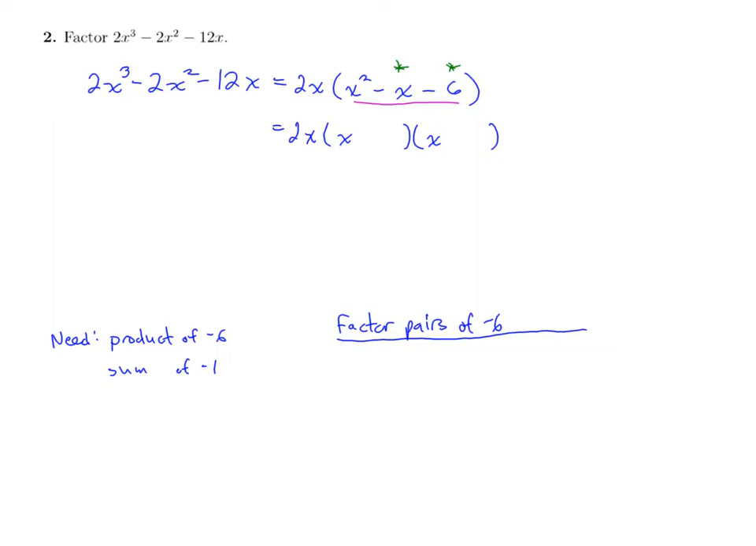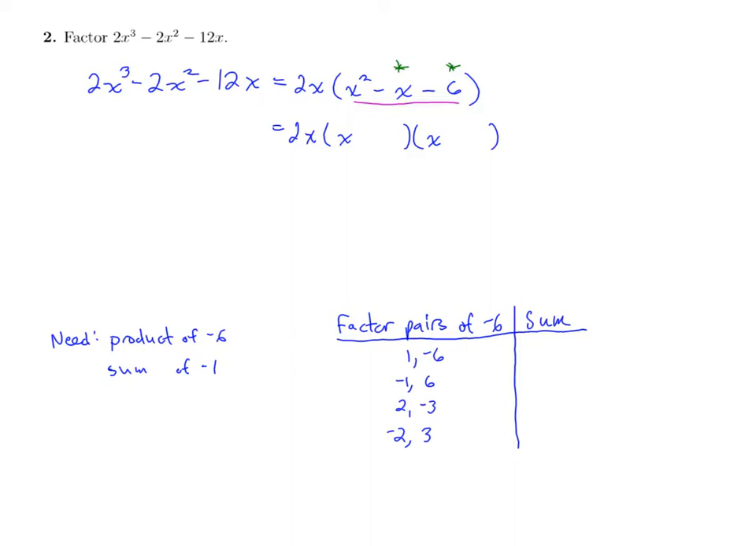Depending on how much factoring you've done, you may be able to do this in your head. I'm showing the formal process just in case these two numbers don't immediately pop out to you. So factor pairs of negative 6. If the product of two numbers is negative, then one of them needs to be positive and one of them needs to be negative. So our choices, we could have 1 and negative 6, negative 1 and positive 6. We could have 2 and negative 3, or negative 2 and positive 3.